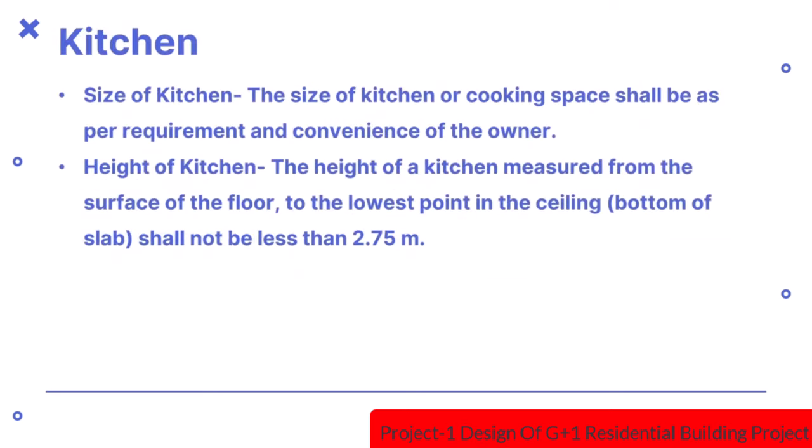The size of kitchen or cooking space shall be as per requirement and convenience of the owner. The height of a kitchen measured from the surface of the floor to the lowest point in the ceiling shall not be less than 2.75 meter.